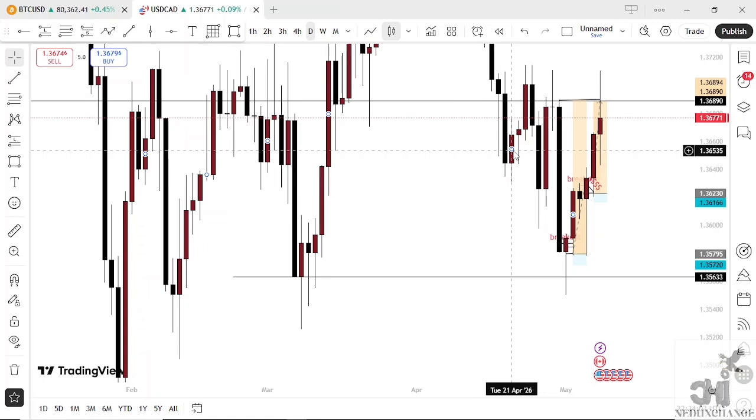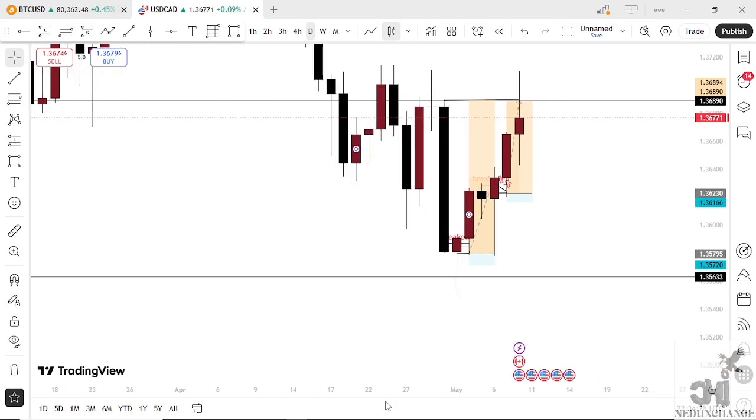I also have BTC. In my next video I will explain how to use range and incorporate them into your MSN or SMC, whatever you are using. How to use ranges, that will be my next video. But for now, I've given you the breakdown, the blueprint of how I took this USD CAD trade, both of them, so you can study and back test.